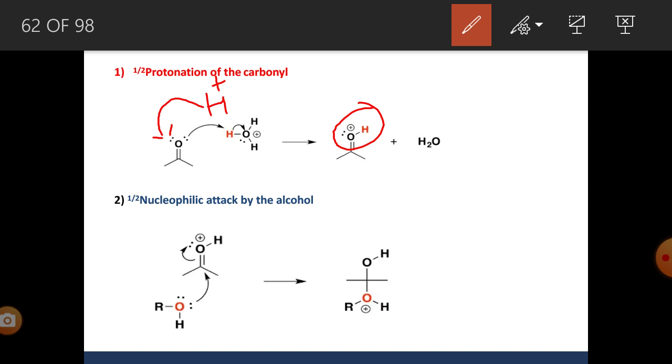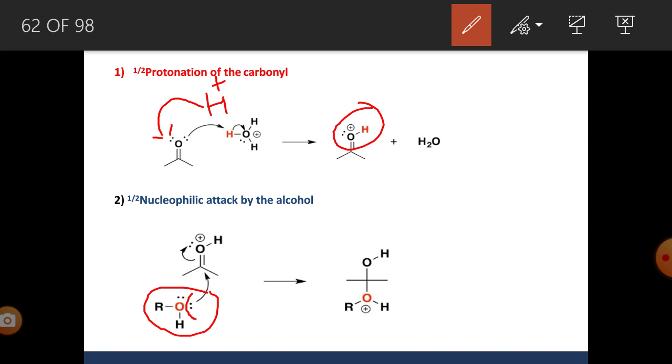But simultaneously, as oxygen has donated one lone pair to accept the proton, it has now become electron deficient, which is shown by the plus sign. Whenever there is a positive charge on an electronegative element, it is highly unstable. That is why it will immediately react with the water molecule, that is the second starting material, ROH.